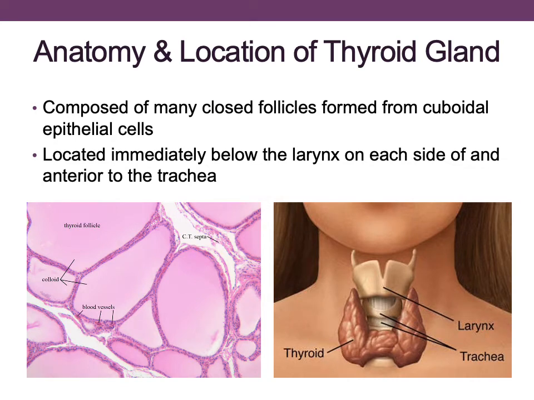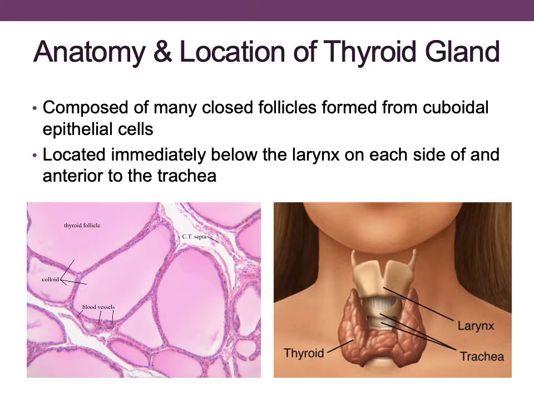The anatomy and location of the thyroid gland. The thyroid gland is composed of many closed follicles formed by cuboidal epithelial cells. If you look at the slide in the lower left-hand corner, you'll see these oval-shaped structures that are surrounded by these cuboidal epithelial cells, and those are the follicles. Within the center of a follicle is a viscous fluid-like substance called colloid, and we'll talk a little bit more about colloid a little later on.